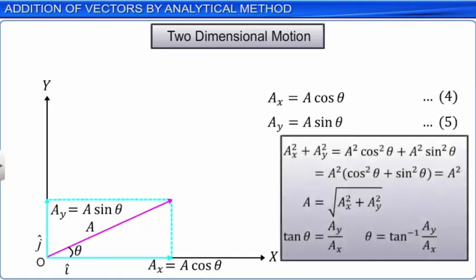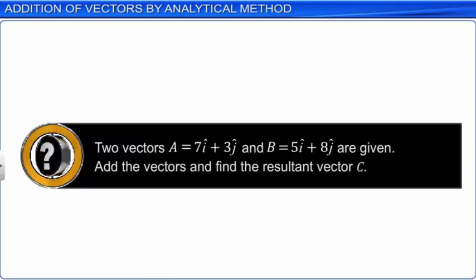Two vectors A is equal to 7i plus 3j and B is equal to 5i plus 8j are given. You are asked to add these two vectors and find the resultant vector C. To understand the procedure clearly, you need to first solve the problem using graph paper.